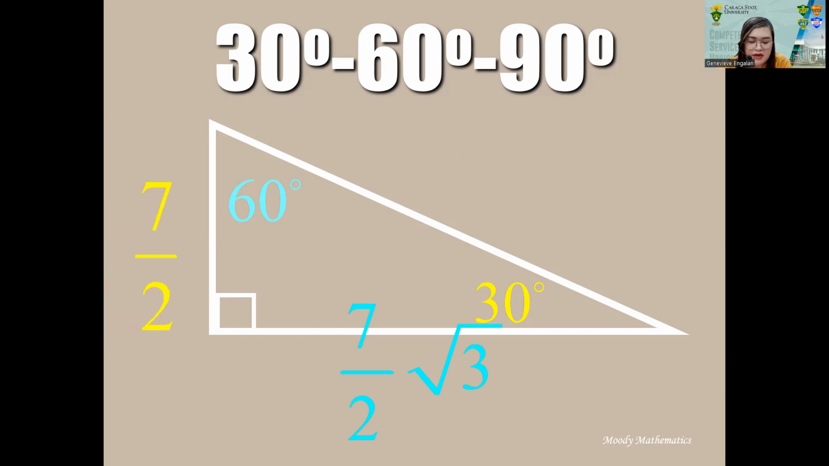7/2. Okay, 7/2. How about your hypotenuse? 14. 7. Okay, so 7. So if 4 imuhang imong hypotenuse, what is your shorter leg? 2. Okay, 2. Ang longer leg? 2 square root of 3. Okay, 2 square root of 3.